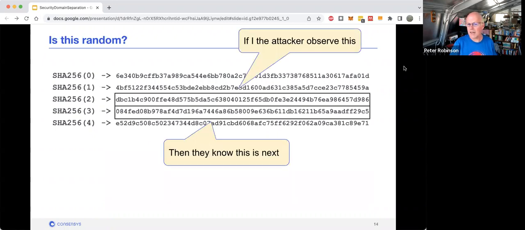And as I was indicating, if you could observe, say, the output of SHA-2 and see that this is the value you're seeing, then you could know that that was going to be the 3rd value. And in fact, in this one, you can even take the PRNG and wind it backwards because you know what the previous outputs are as well. So this very, very simplistic PRNG would have problems of being able to wind it forwards and backwards.